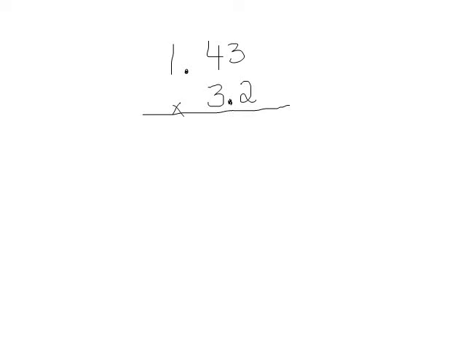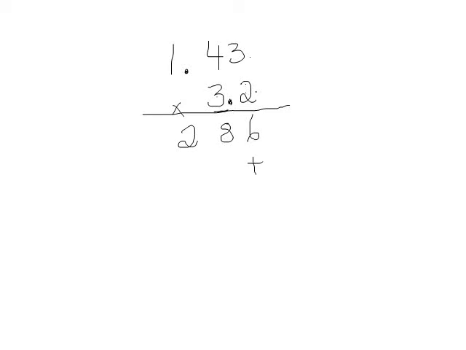Let's go ahead and do step number 1. Let's multiply 2 times 3, 6. 2 times 4 is 8. 2 times 1 is 2. Then I'm going to calculate the tens place value. So I'm going to put a plus here to hold my space.